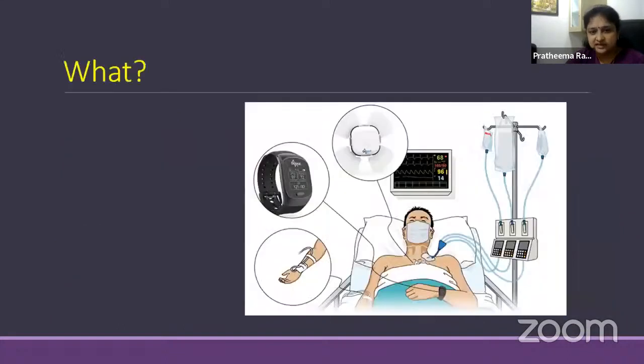Is it really necessary? What are we monitoring? We need to look at the patient. Hemo is blood, dynamic is movement. So we need to know how the blood is moving in the patient, basically the circulation. And what is our role? We are there to give oxygen to the patient and make sure oxygen is perfused, reaching the target cells, and getting used properly. This is the basic thing we do in hemodynamic monitoring.